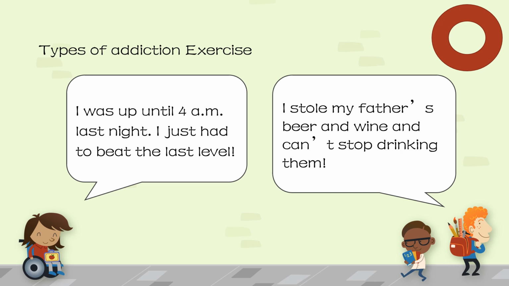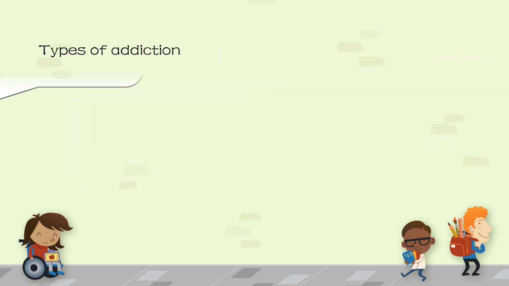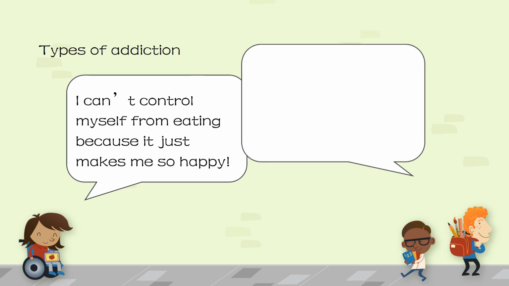So time's up. Let's look at the answers. The first one, I was up until 4 a.m. last night. I just had to beat the last level. So from this question, we can see the keywords beat the last level. So we can know that it is video game addiction. Second one, I stole my father's beer and wine and can't stop drinking them. So we can see the keywords beer and wine. So it is alcohol addiction. Again, you will have 1 minute to finish the task.